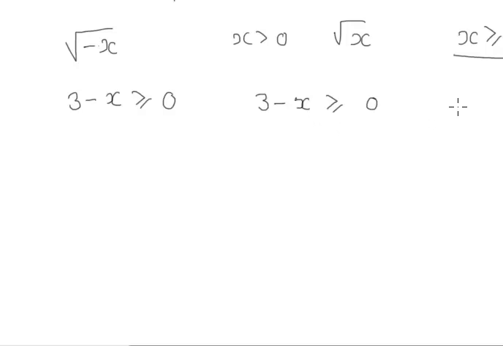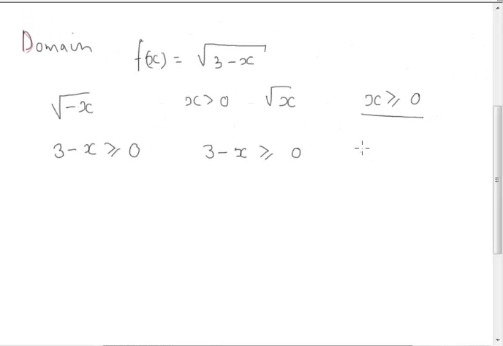One way I can do it is to add minus 3 on both sides. If I add minus 3 on both sides, I'm going to have minus 3 plus 3, minus x, greater than or equal to 0 plus minus 3. Is that right? I'm adding minus 3 on both sides. Are you confused? What is confusing you? Or you are not? Okay.